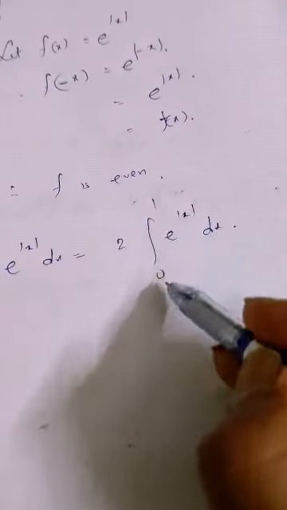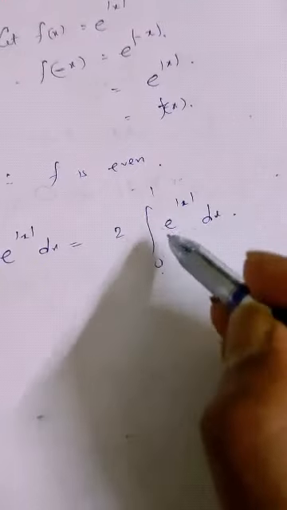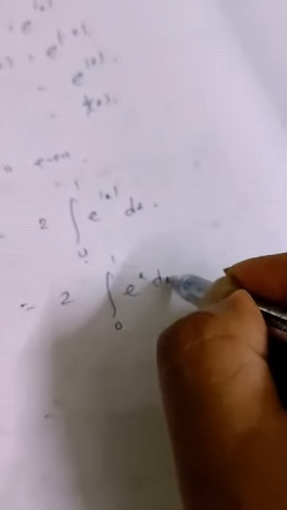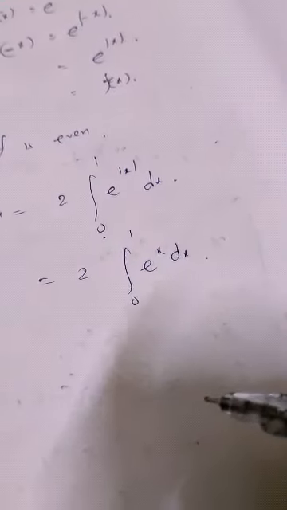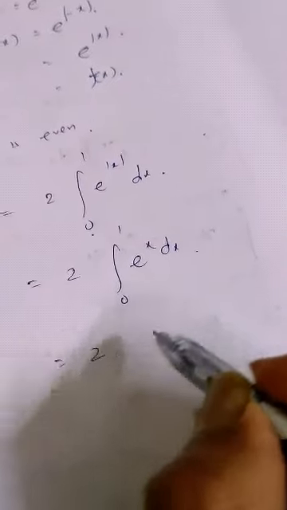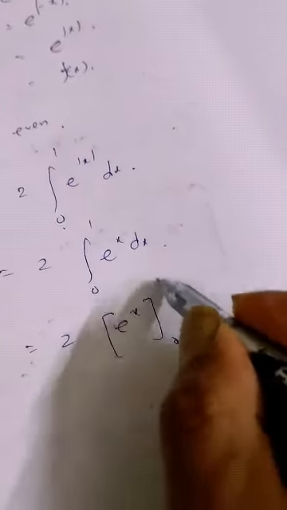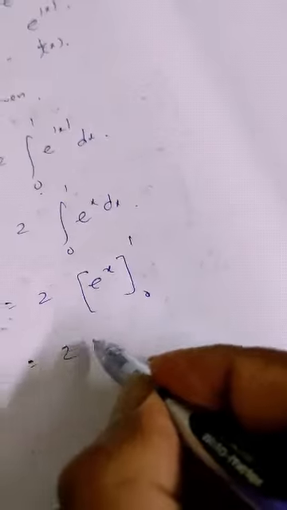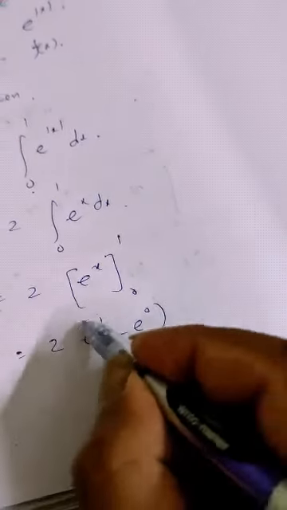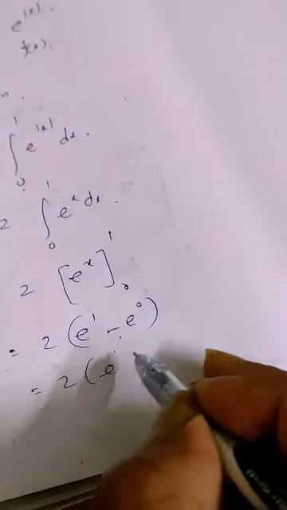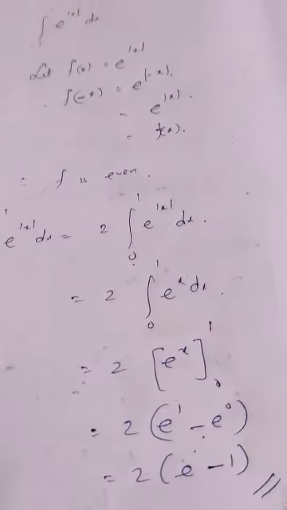Now, x is greater than 0. So what we know is, if x is greater than 0, mod x equal to x. So e to the power x dx. Okay. Now, what is the integration of e to the power x? E to the power x from 0 to 1. If you put 1, it will be e. If you put 0, it will be e to the power 0. So 2 times e minus, what is e to the power 0? 1. So 2e minus 1.